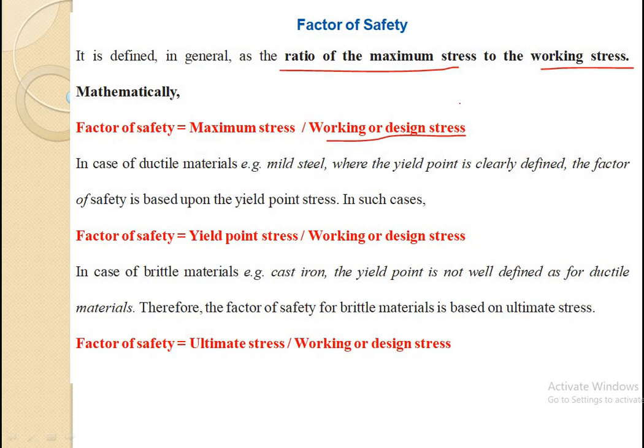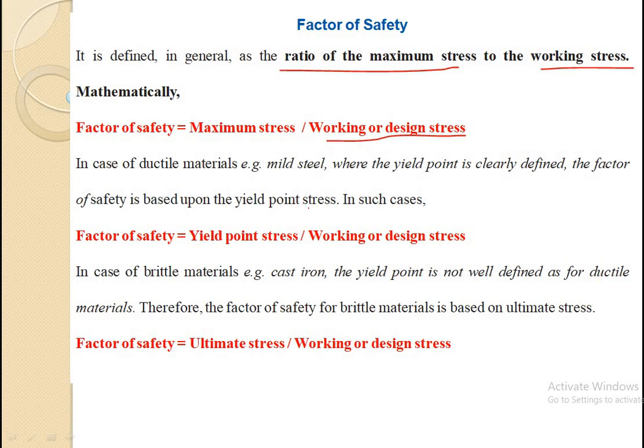So we know that there are two types of materials from which we can manufacture different components, that is the ductile materials and brittle materials. Suppose any element or object is made up of a ductile material or a brittle material, and if we want to design that object, then we have to consider one value of factor of safety for ductile materials and a different value of factor of safety for brittle materials.